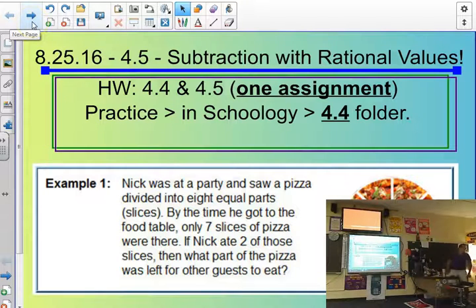I gave you guys your 4.4 and 4.5 notes, right? Okay, so we should have those out. If you know that we need to continue something from the day before, you should go ahead and get those out.